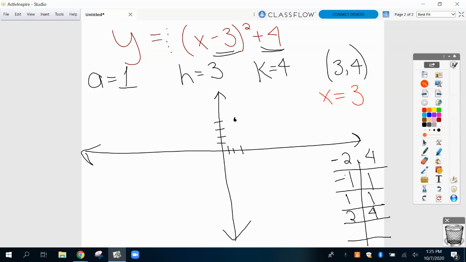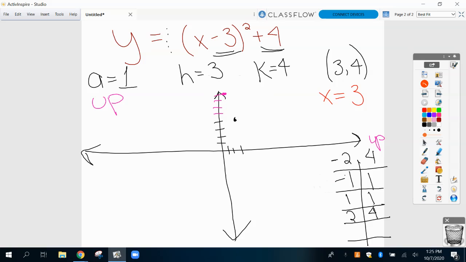So from the point that I made, I know that I want my parabola to open up because A is positive. So this right column is going to tell me how many to move up. From this point, I'm going to move left 2 and then up 1, 2, 3, 4. So left 2, up 4.